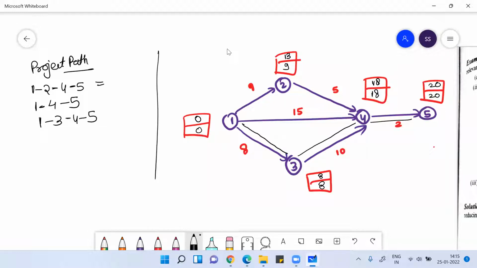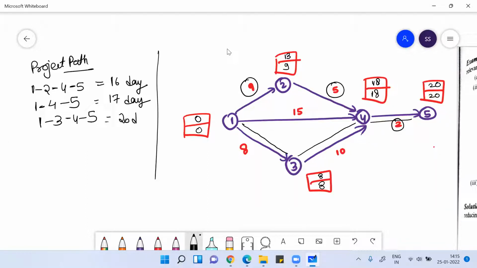1 to 2, 2 to 4, 4 to 5, how much time? 9 plus 5, 14, 14 plus 2, 16 days. This is 145. 145 is 15 plus 2, 17 days. Okay, and 1345 is 18, 20 days.